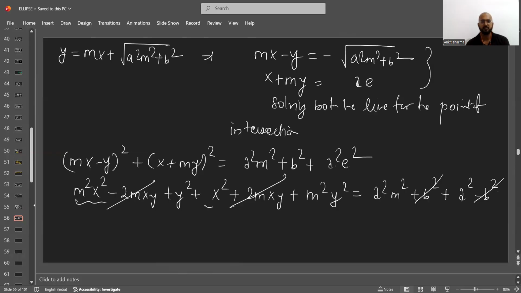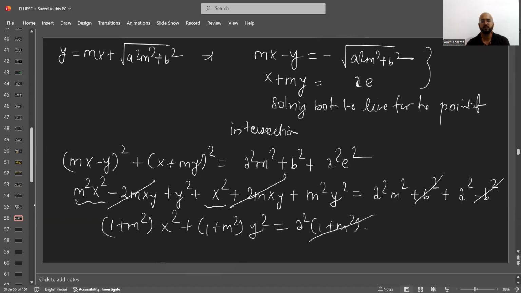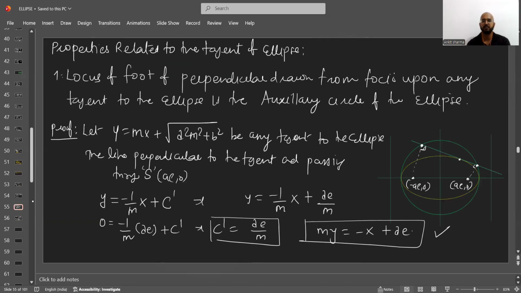We are now left with x square and another x square, so I can keep (1 + m square) common to get x square, and the same I can do with y square. So (1 + m square) into (x square + y square) = a square (1 + m square). Now I can cancel them, so we get the locus to be x square + y square = a square, and this is nothing but the auxiliary circle.